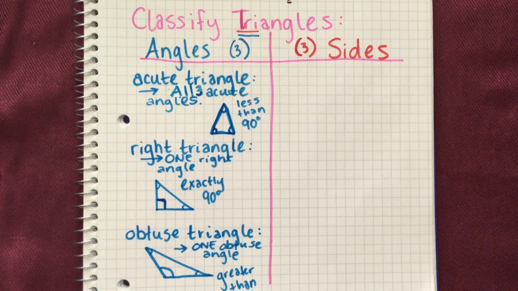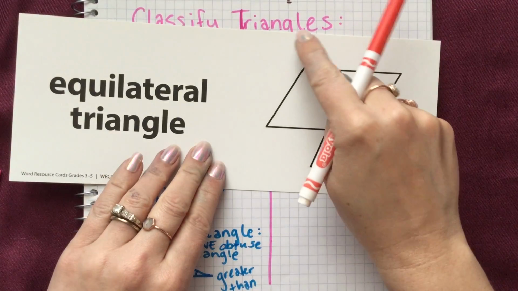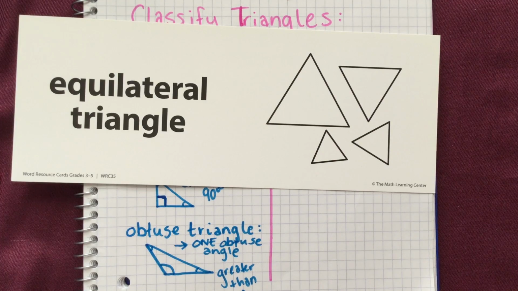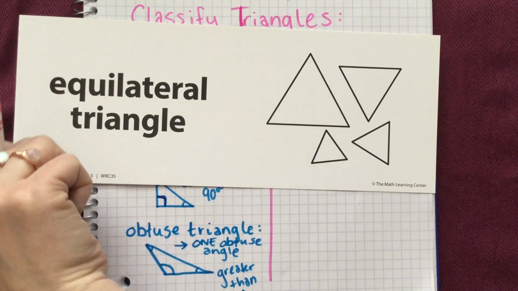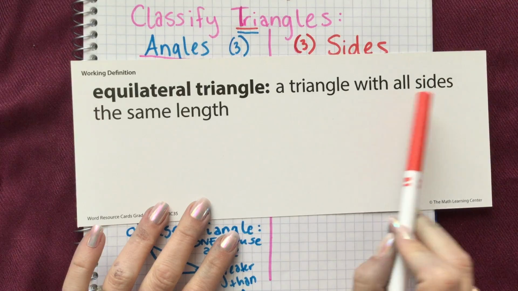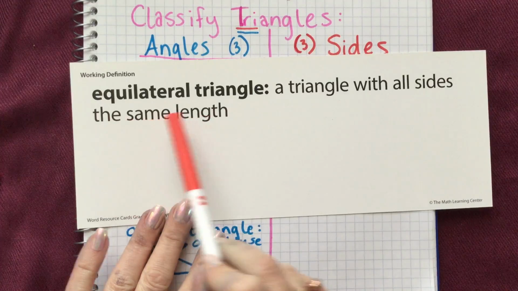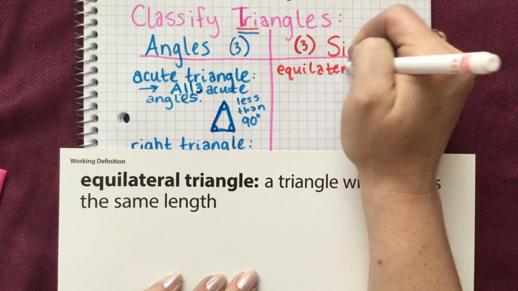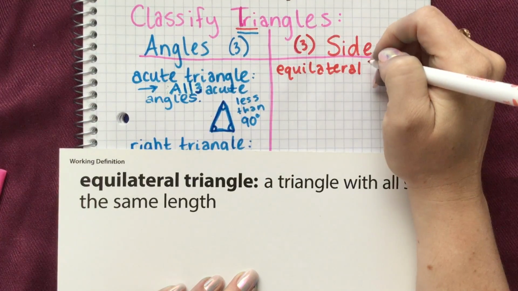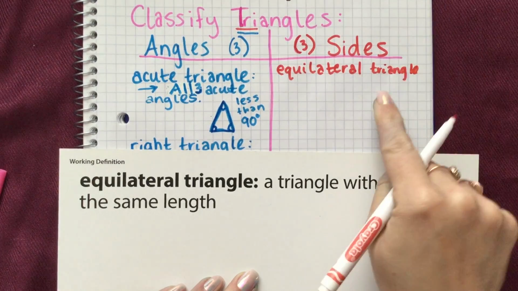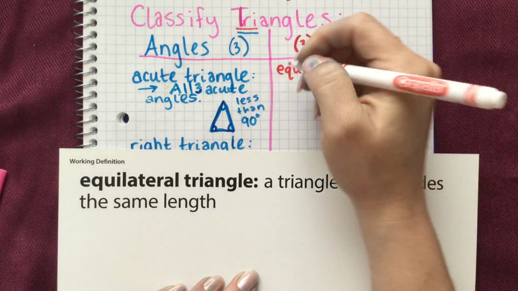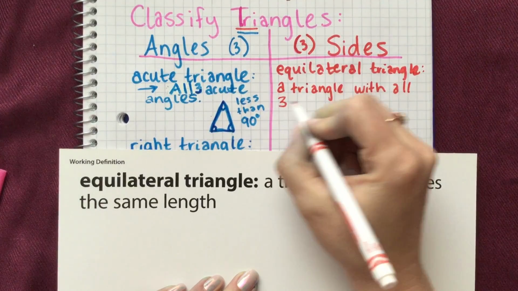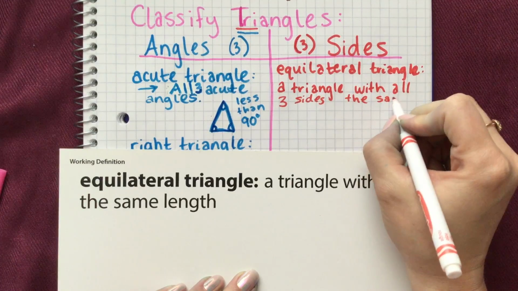The first way we classify triangles by their sides is with equilateral triangles. Now, I want you to look at the word equilateral, and I want you to think what that probably means. An equilateral triangle is a triangle with all sides the same length. Now, this isn't about the angles, this is about the sides. Equilateral, remember, equal means same. We're categorizing or classifying it by its sides. So it's a triangle with all 3 sides the same length.